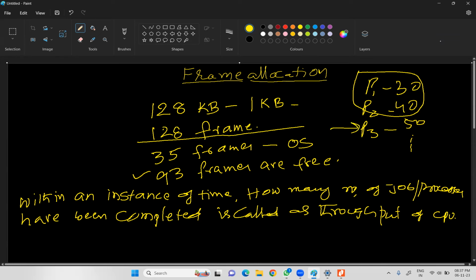So therefore, only two processes have been allocated memory in physical memory, so only two processes will get executed within that instance of time. Within this particular instance of time, the throughput as far as this discussion is concerned will be just two, only two. Then if you restrict the number of allocated frames to a particular process, the throughput will increase.